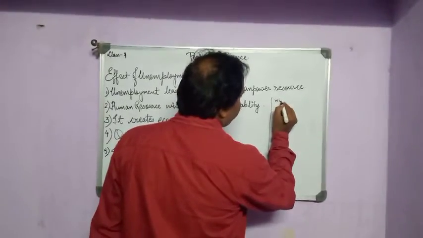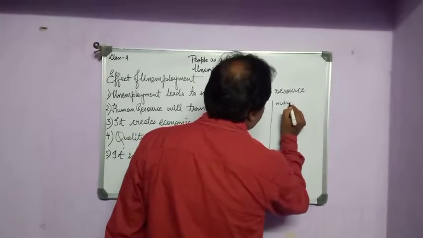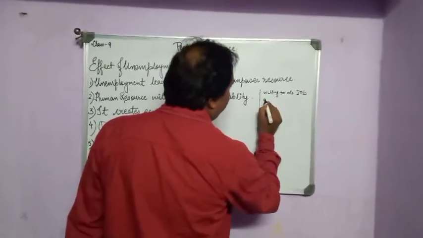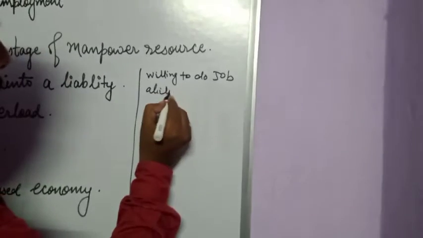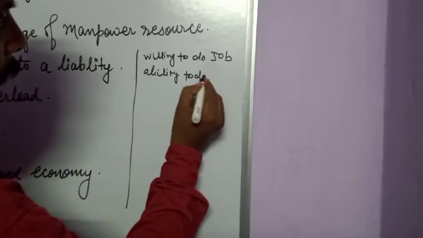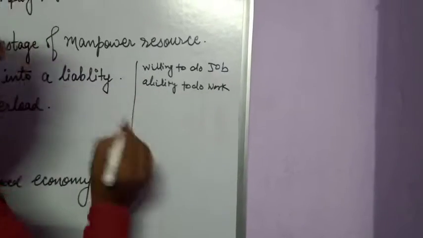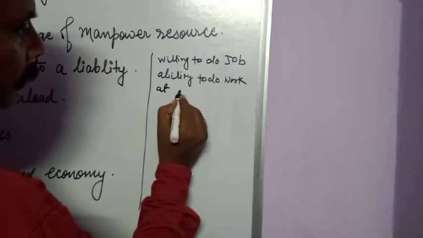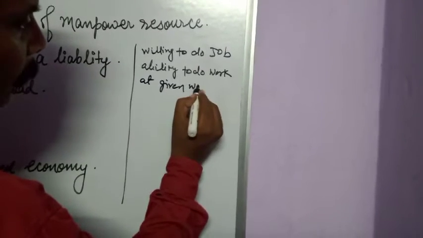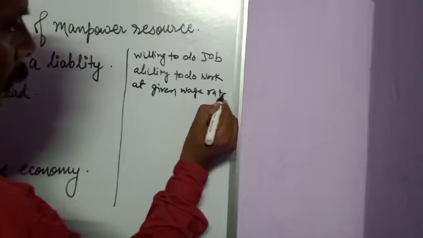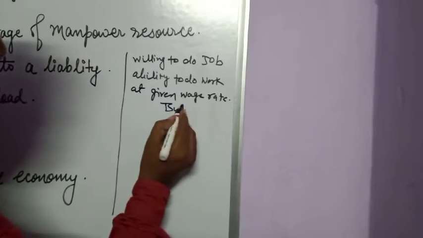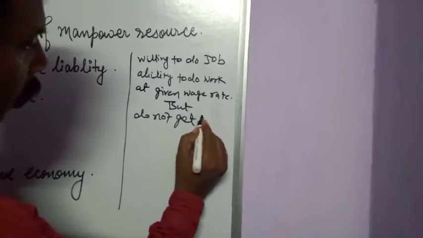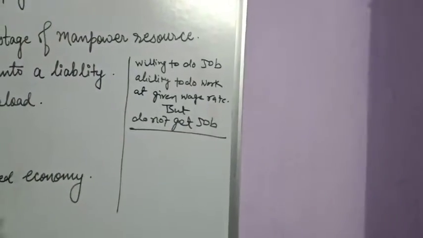First, willing to do job. Second, ability to do work. Ability means efficiency. Third, at given wage rate, but do not get a job. So this situation is known as unemployment.